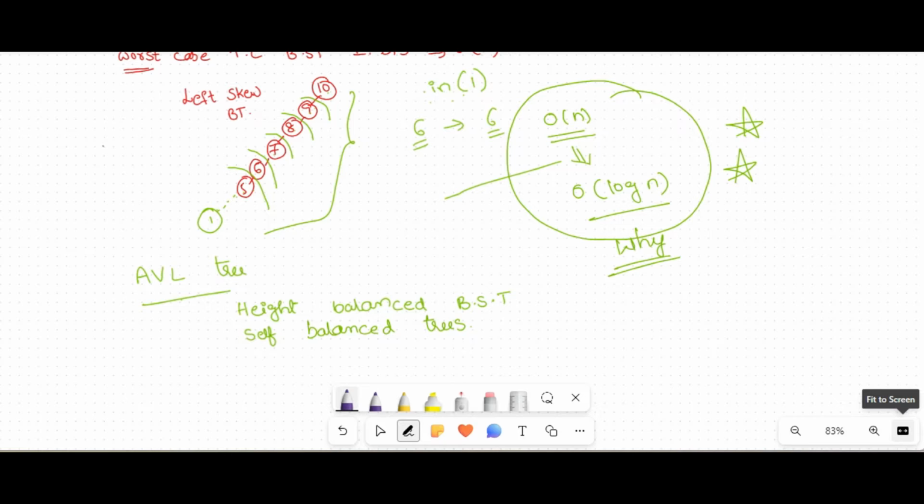In the previous video we discussed the reason for learning an AVL tree. Now in this video we are going to discuss how to balance a binary search tree. We already discussed that an AVL tree is also called a height balanced binary search tree. So how to balance the binary search tree, we will discuss in this video.